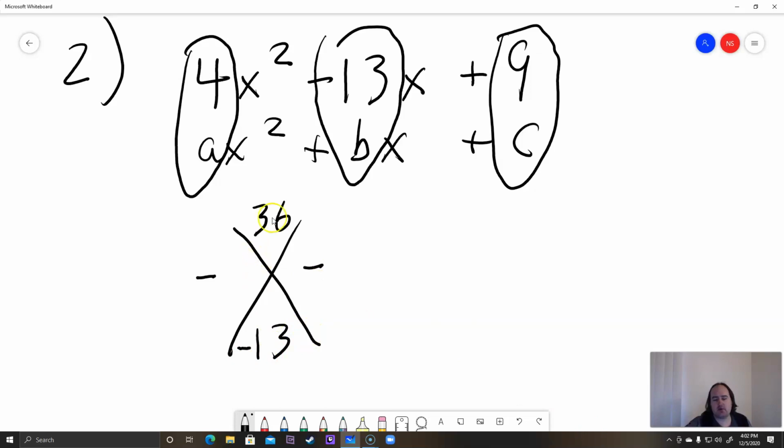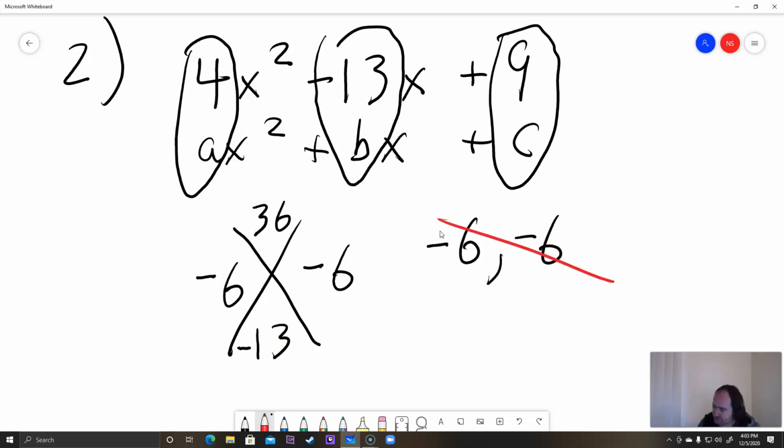So if you think about it, what are two numbers that multiply to 36? Well, we could do 6 and 6. If we do negative 6 and negative 6, then we know negative 6 times negative 6 is positive 36 because the minuses cancel. But negative 6 plus negative 6 gives you negative 12. So 6 and 6 does not work. So negative 6 and negative 6 does not work. So we're going to try to think of another couple of numbers that multiply to 36.